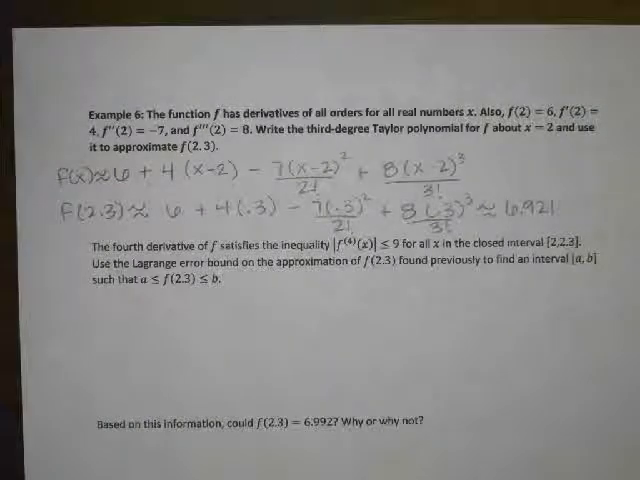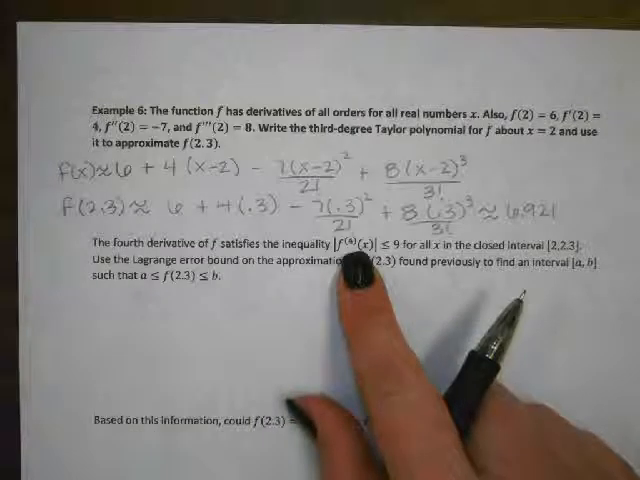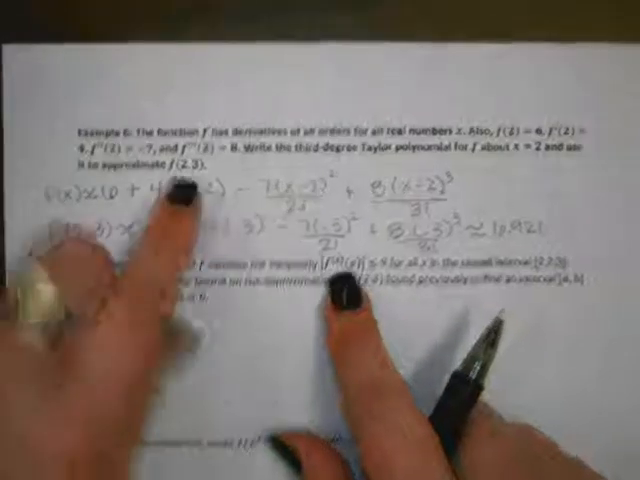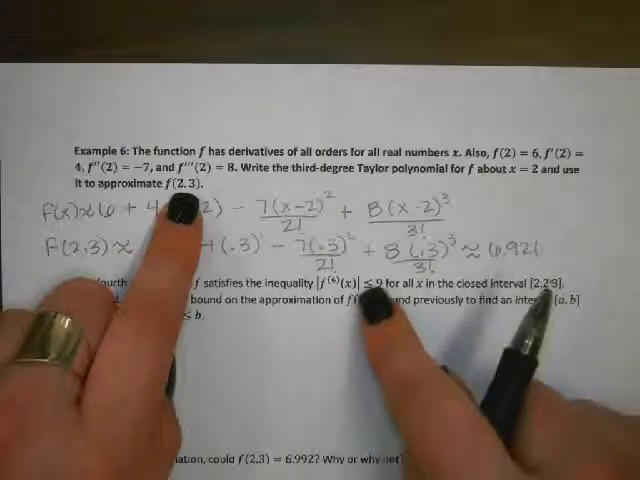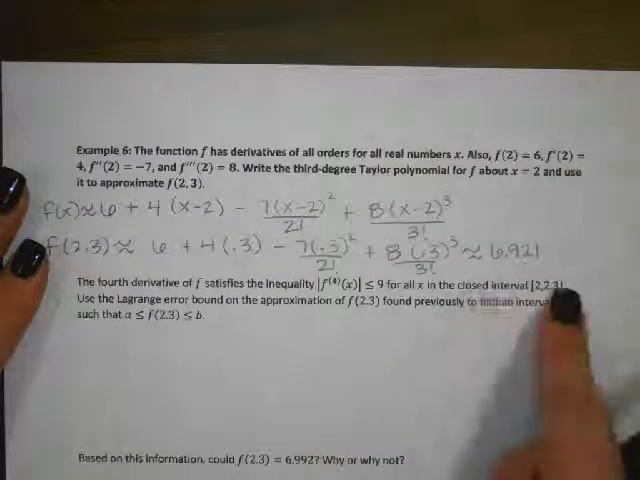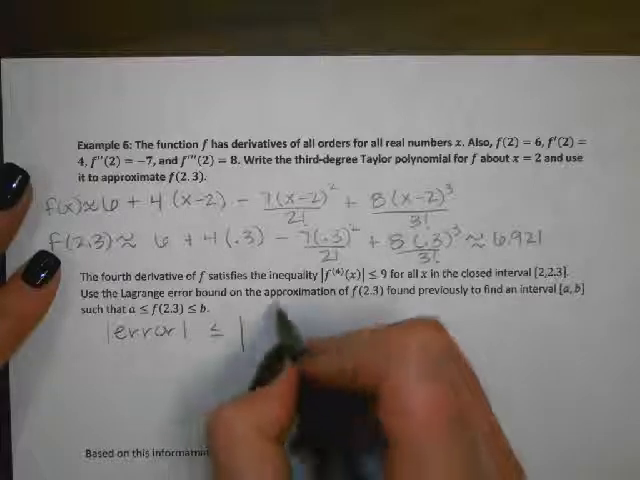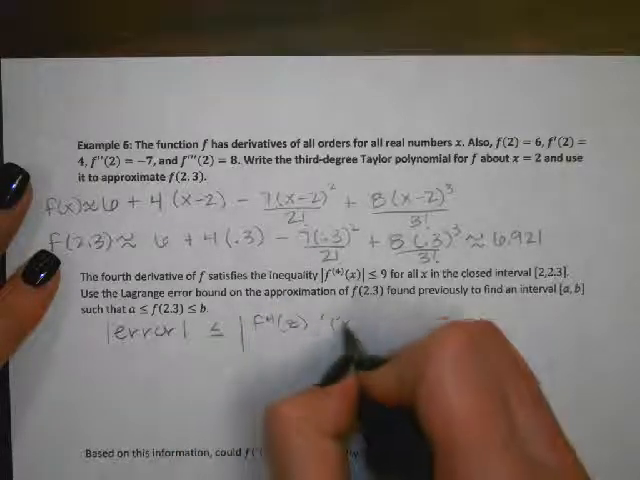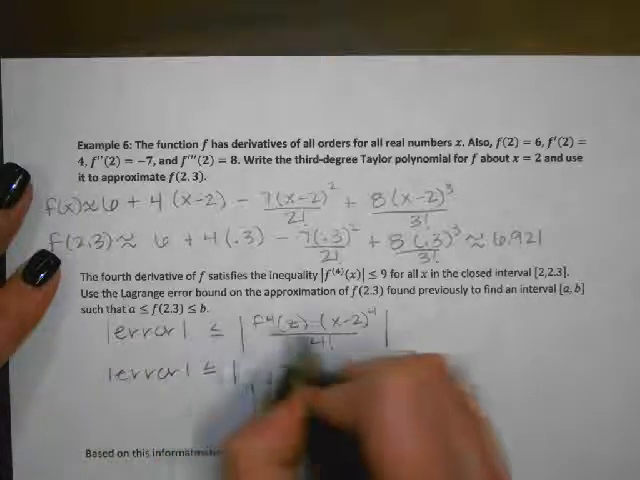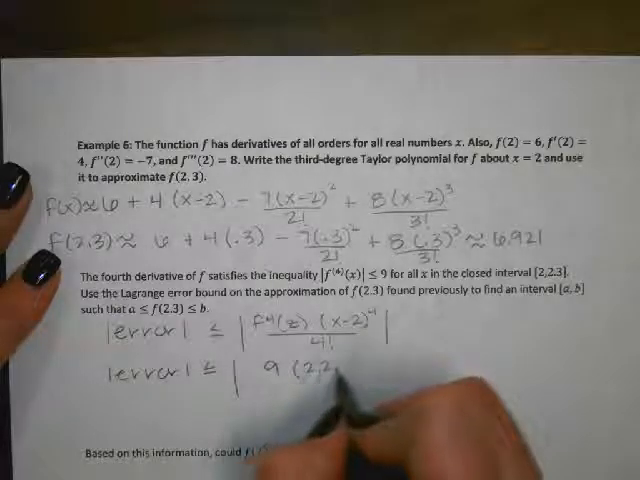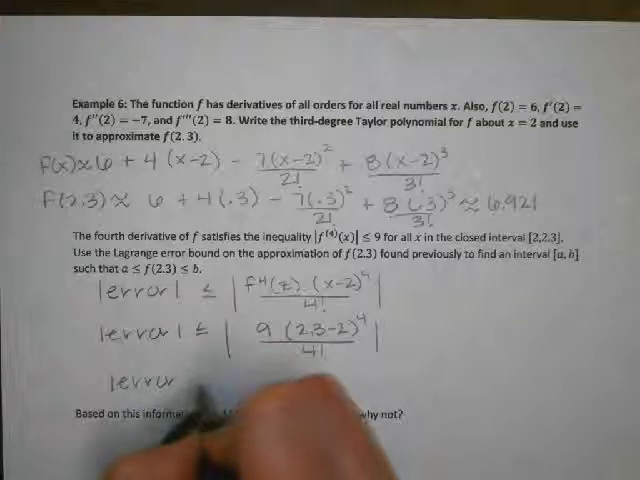Okay, so if I want to find the error bound, it says the fourth derivative satisfies this inequality. So what they're saying is they did the work for you of looking at the graph of the fourth derivative, and they looked at the graph from 2 to 2.3, and they found that the highest value there for y was 9. So that means the derivative is less than 9, okay? And so that's why they're saying for all x on the closed interval 2 to 2.3. Okay, so we're going to find the error, and it is f to the fourth of z times x minus 2 to the fourth over 4 factorial, and then we can start plugging all these numbers in. They told us to plug in 9, and then we're plugging in 2.3 minus 2 and 4 factorial.